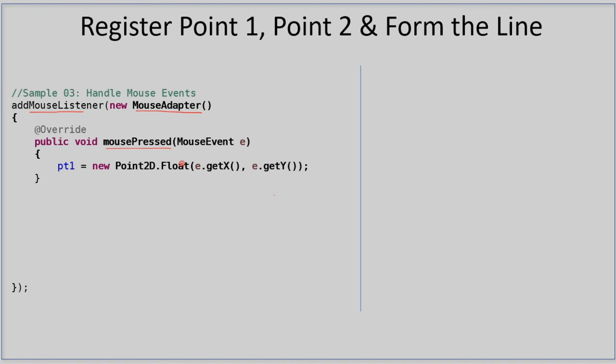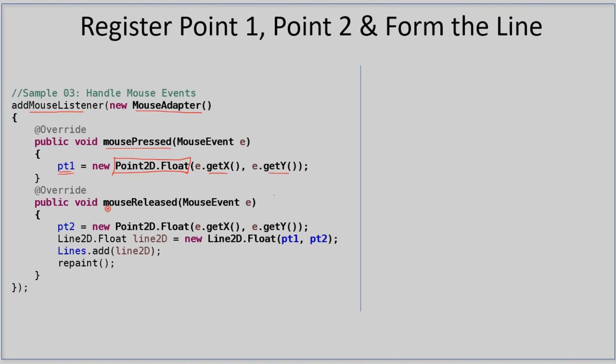So in the mouse pressed event, we take the X position and Y position. Then we construct a Point2D object. Here if you see, we are using the float notation to create an instance, and we are storing that in PT1. PT1 was a member of, we already saw that in the previous slide, it's a member of the frame class. So PT1 is ready on mouse pressed.